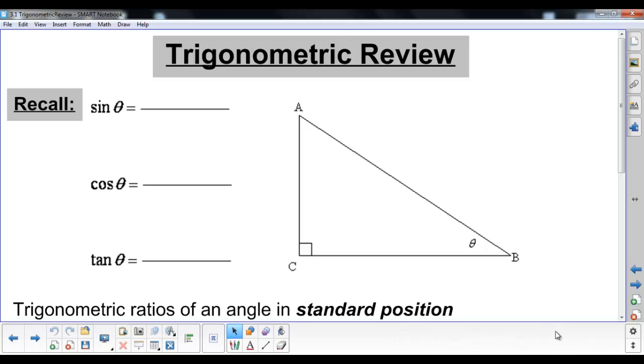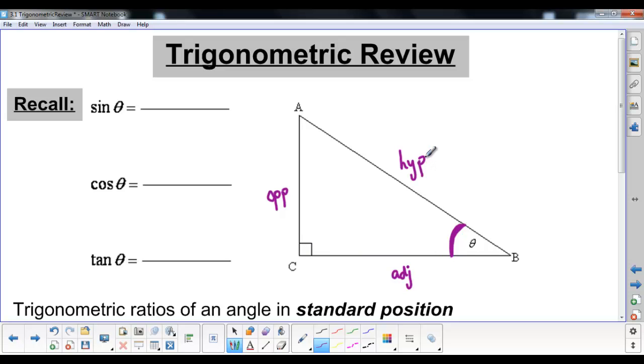Now remember that when you're given a right triangle, we can figure out missing sides and angles using the SOHCAHTOA rule. So basically, if this is the angle that we are working with, then that tells us that this side here, AC, would be the opposite side. The side CB would be the adjacent side, and always opposite of the right angle is the hypotenuse.